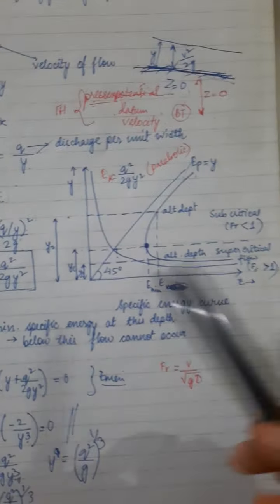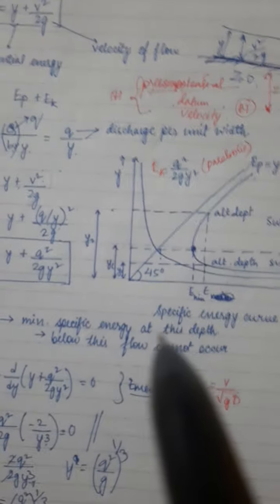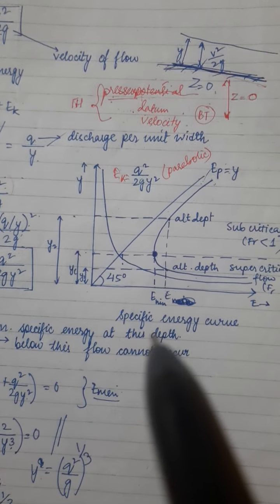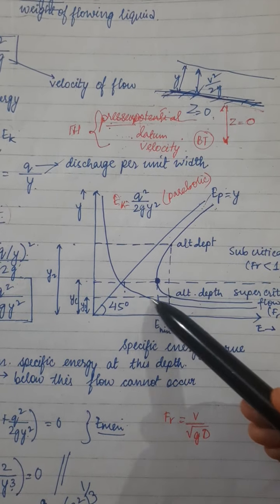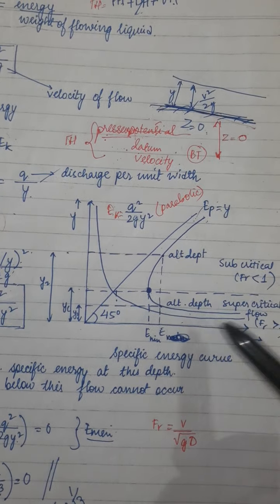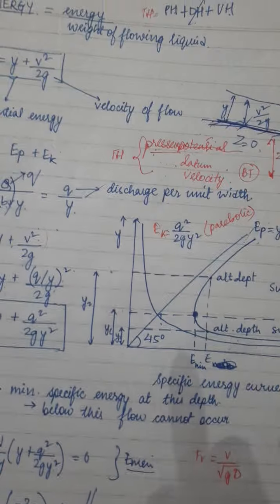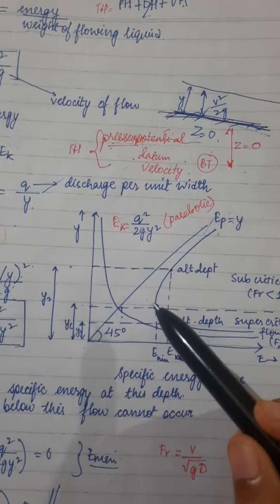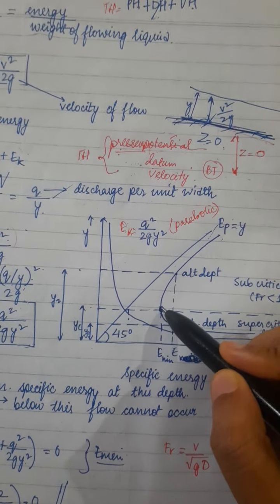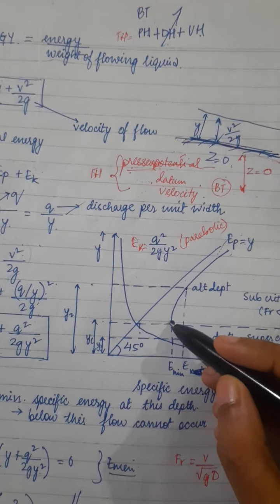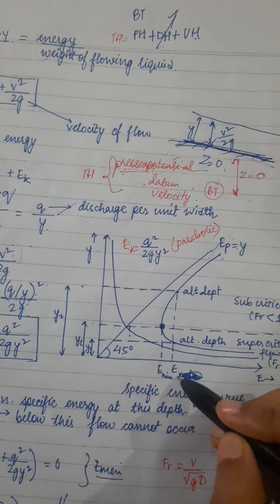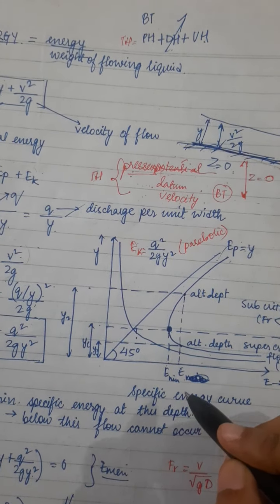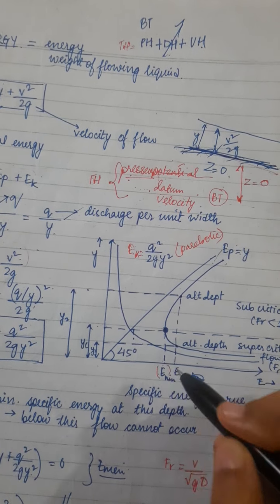So when we combine these two curves of EP and EK, the final resulting curve is this one. This is the specific energy line or specific energy curve. It signifies many things. First, we have a minimum point. If you look at this axis, this is E minimum, that is specific energy at its minimum. It's the minimum value.